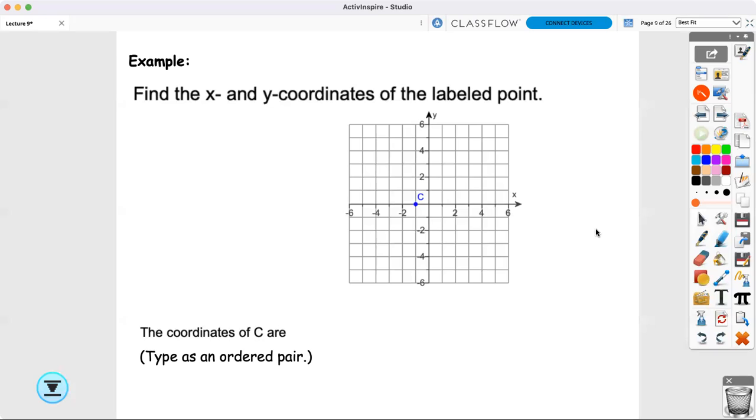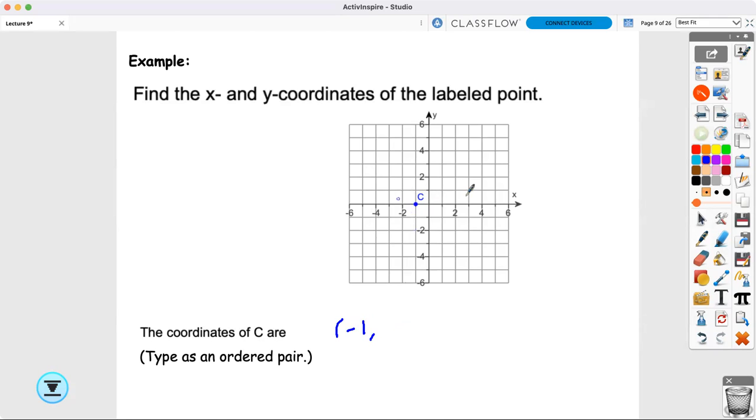All right, let's look at the point. Look at C. You can see that it lies on the x-axis, right? It's 1 over from the origin. Now, what number is to the left of 0? Negative what? -1, and that's the x value.